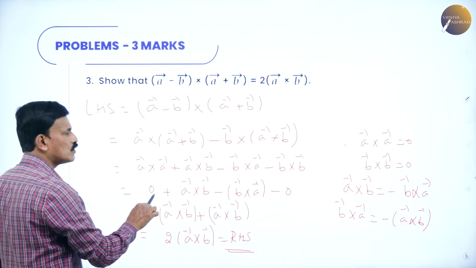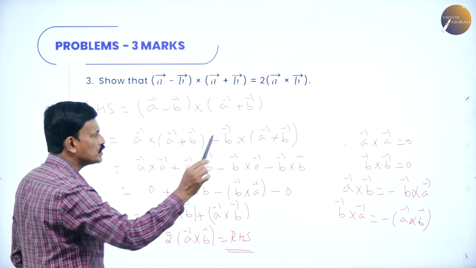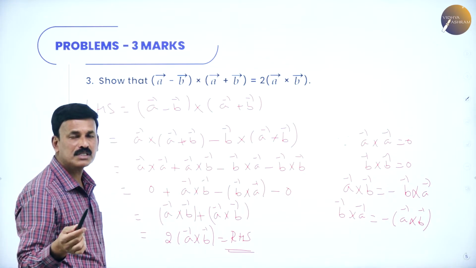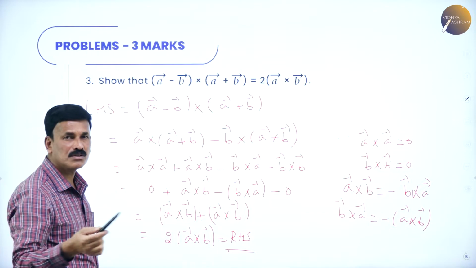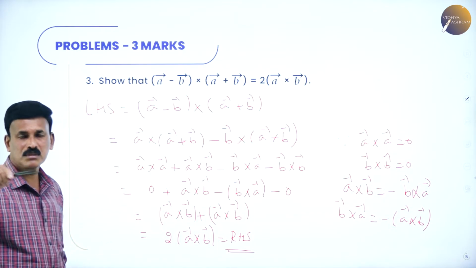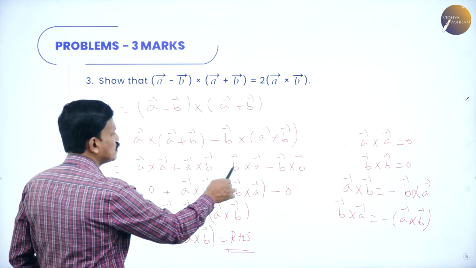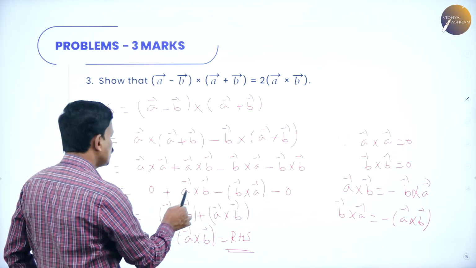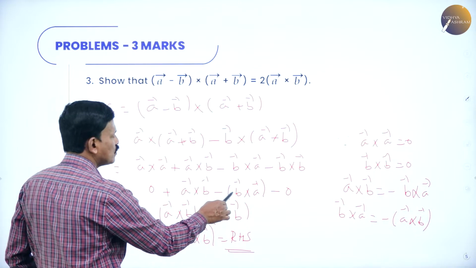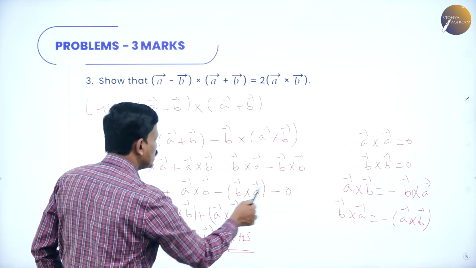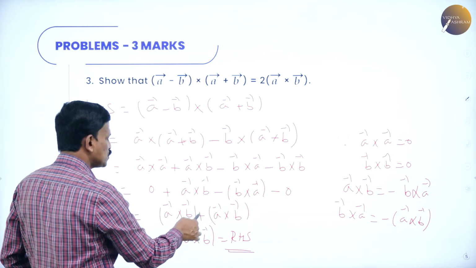A cross A is equal to 0, B cross B is also equal to 0, because if two rows or two columns are the same, then the value of a determinant is equal to 0, since A cross B is nothing but the determinant of i, j, k and coefficients. Now A cross B as it is, minus of B cross A. Again, minus of B cross A can also be written as plus A cross B, since minus into minus becomes plus.